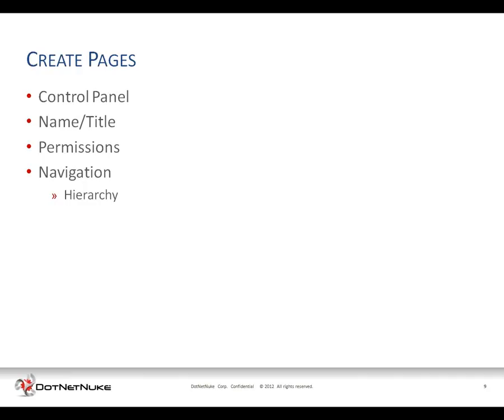But we're going to go in, we're going to create a page, and I'll talk about some of the page settings. Now there's two primary settings that you really want to be aware of and how they work, and they are name and title. We'll talk about those here in just a moment. And we're going to talk about the permissions as we create that page and the navigation functionality of where we can place that page within the overall hierarchy of our website.